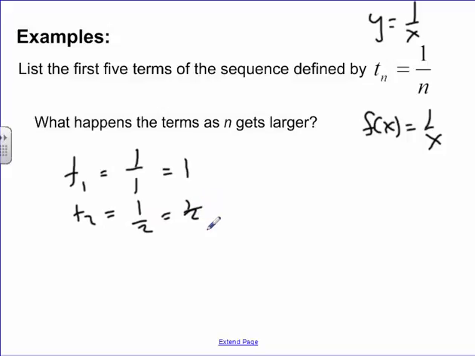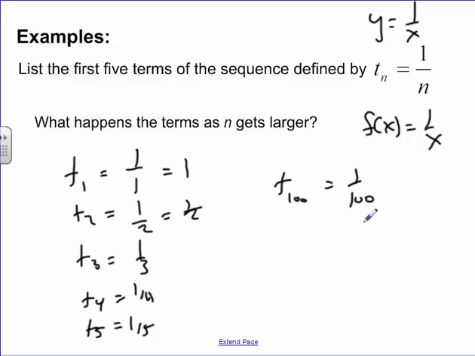And I don't know why I'm writing this a second time here. That's kind of silly, because term 3 is going to be a third, and term 4 is going to be a fourth, and term 5 will be a fifth. Right, hopefully that makes sense. And if we wanted to extrapolate this and keep going further, T100 is going to be 1 over 100, right? That'll be your 100th term.